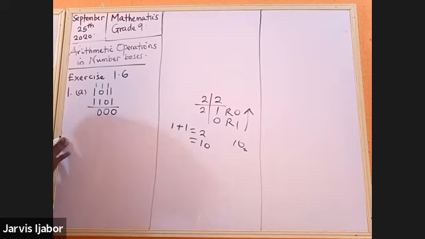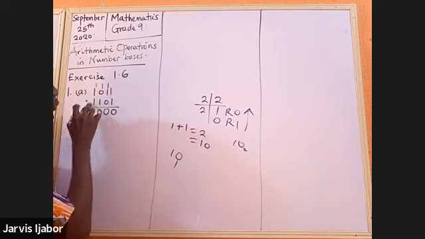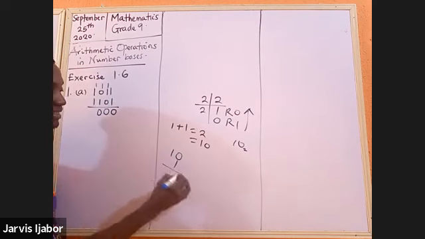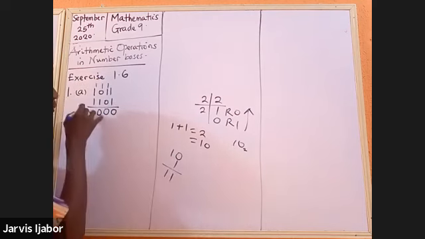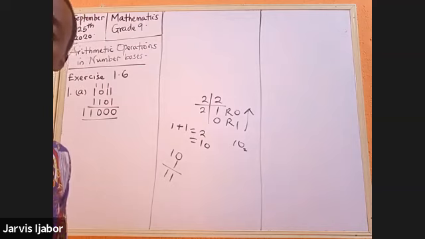So here it will now be 1 plus 1 will be 10, plus 1, 10 plus this 1. The answer becomes 11. So you now put 11. So that's what the answer for A would be. Still trying to get a handle on it? Let's look at another one.